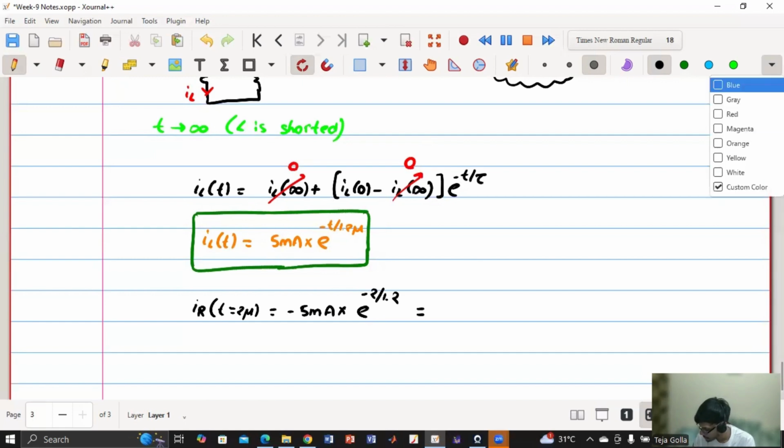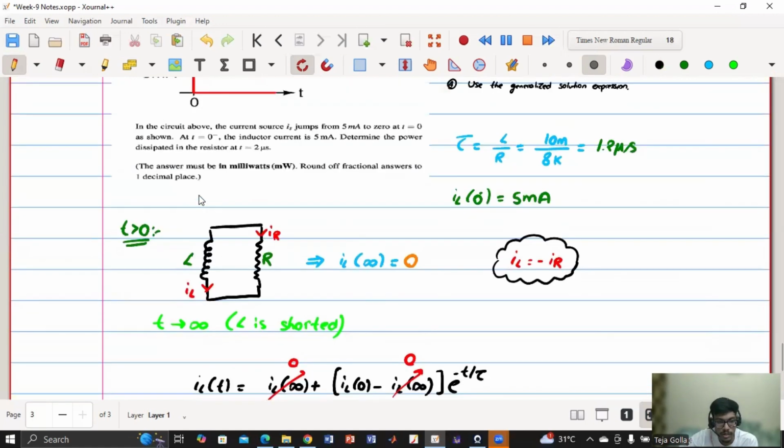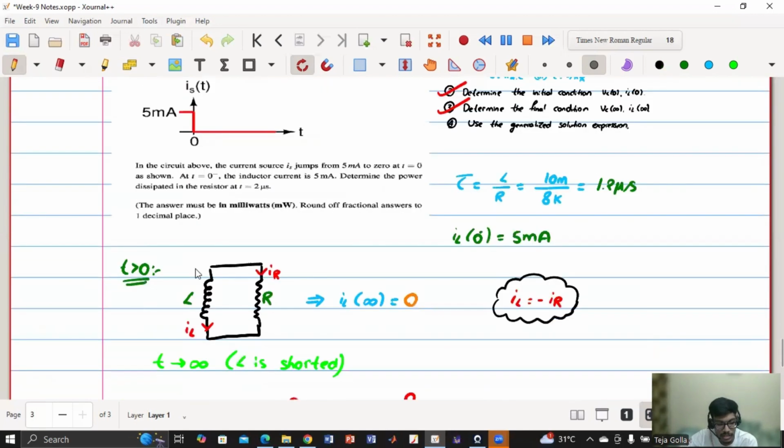In the meantime, I'll write the... Sorry. The source current is zero at t equals to infinity, but how can it be zero at t equals to zero? No, no, no. At t equals to zero only, the source current is zero. So after t greater than zero, this is the circuit.